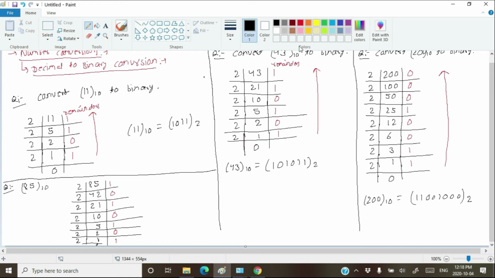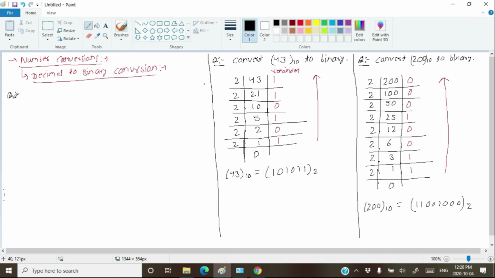So you have to take these remainders from bottom to top. So 85 in decimal is equal to 10101 01 in binary. So these were a few examples of decimal to binary conversion, but still we are missing something. We have not converted a fractional decimal number into a binary number. So let's do it. Let's convert a fractional decimal number into a binary number.